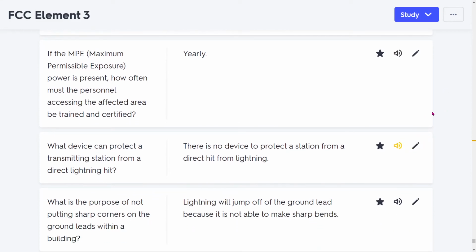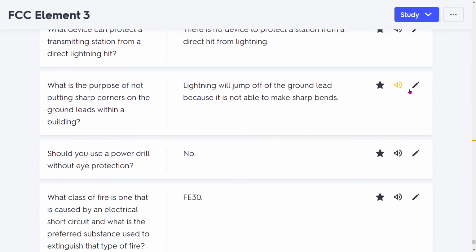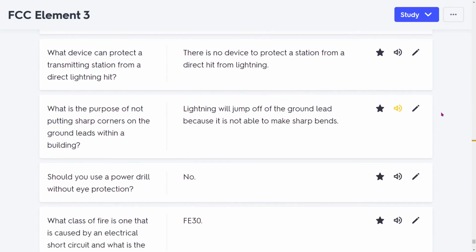What device can protect a transmitting station from a direct lightning hit? There is no device to protect a station from a direct hit from lightning. What is the purpose of not putting sharp corners on the ground leads within a building? Lightning will jump off of the ground lead because it is not able to make sharp bends.